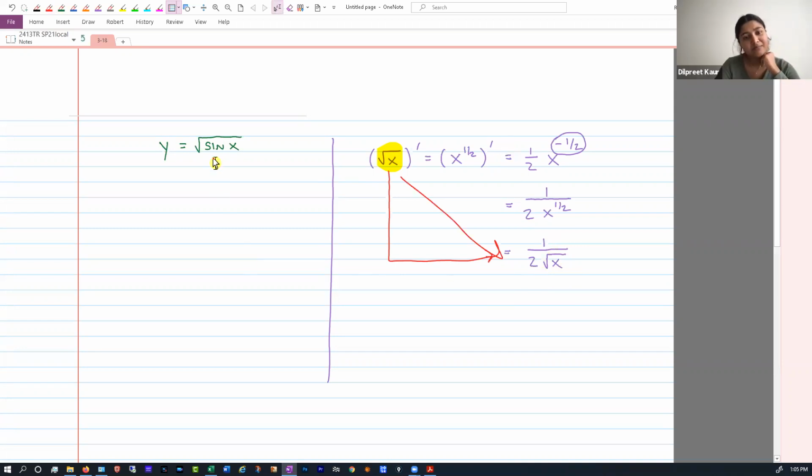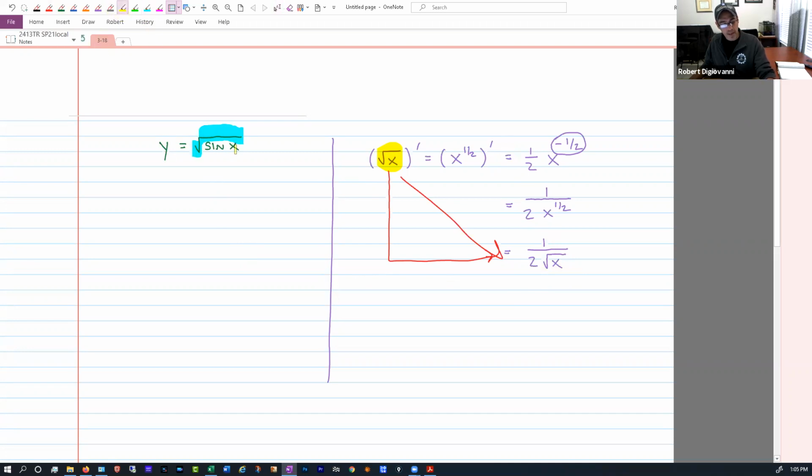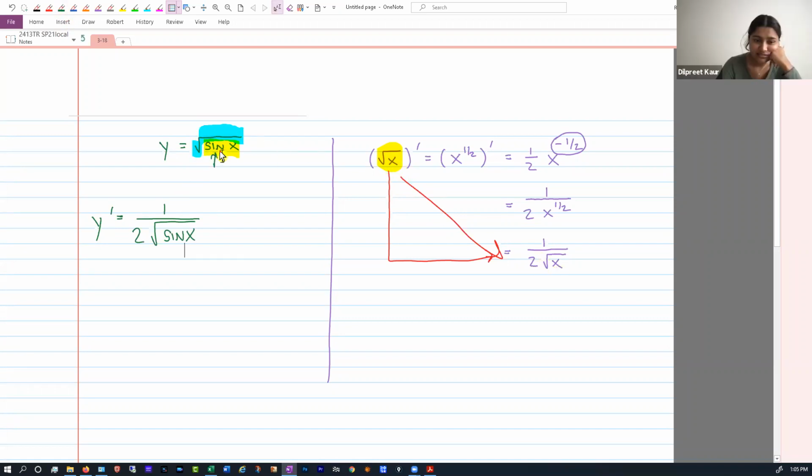So to do this problem, the outer function is the square root and the inner function is the sine. To take the derivative, I would do the blue first. So what is the derivative of the square root of something? In my mind, I know that it's 1/2 times one over the square root of whatever was in here, which is sine x. Do you see that that's this formula right here, but instead of x, I put whatever was in here?